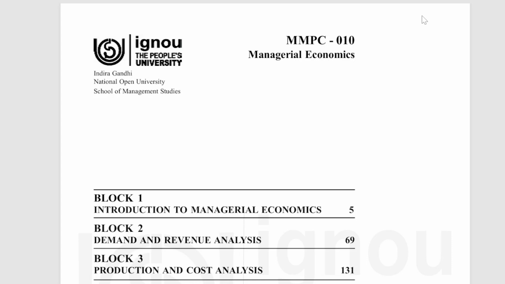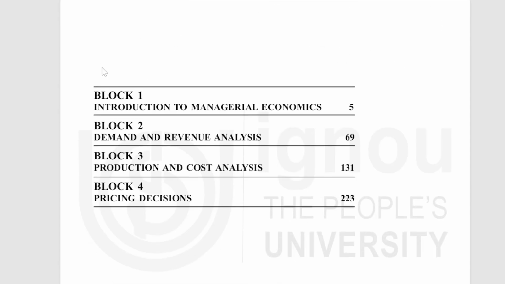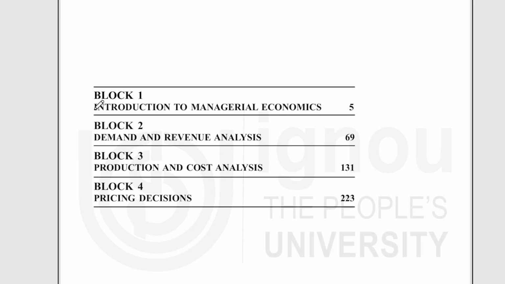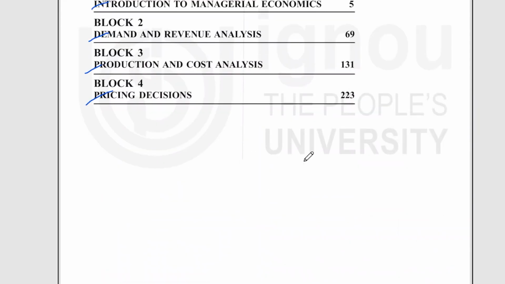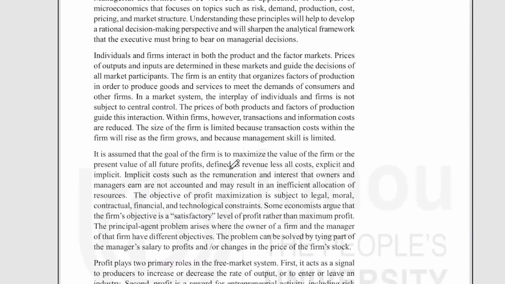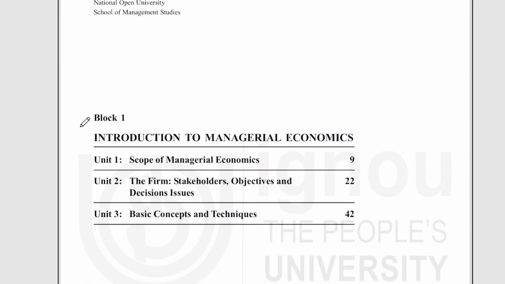In today's session, we will start with a new subject, MMPC 0010, that is Managerial Economics. In this subject, there are four blocks. The first block is Introduction to Managerial Economics, second is Demand and Revenue Analysis, third is Production and Cost Analysis, fourth is Pricing Decision. These are the four blocks under Managerial Economics, and today we will start the first block, that is Introduction to Managerial Economics.